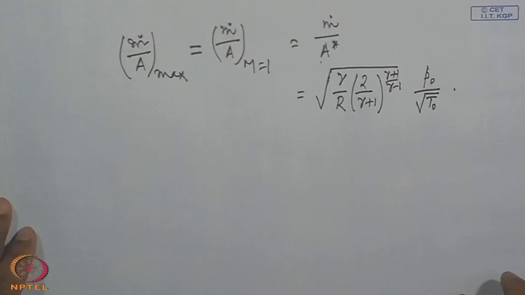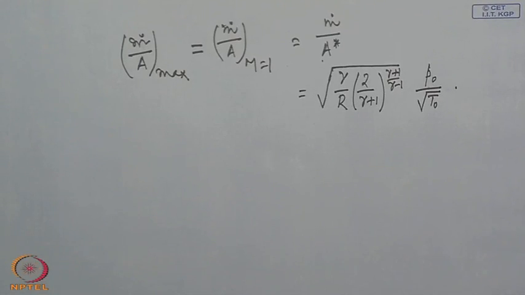And since the mass flow rate per unit area has a maximum, it is related with a very interesting and important effect which is called choking. That is, particularly when the mass flow rate reaches the maximum, we call the flow choked.